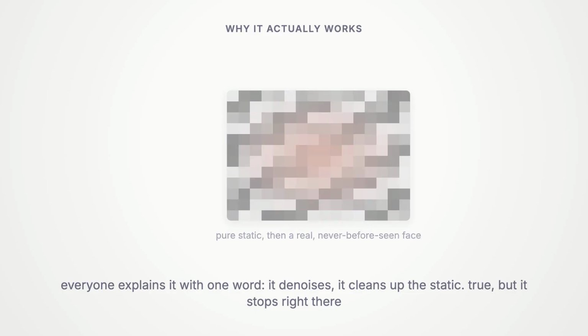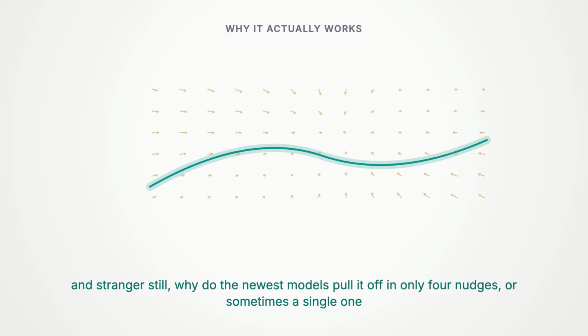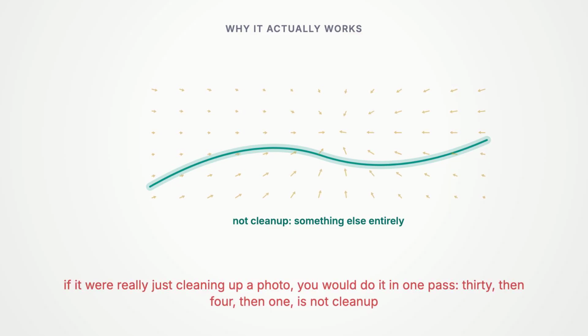Because here is the question nobody answers. Why does nudging static toward a face about 30 separate times produce something coherent, when nudging it once does not? And stranger still, why do the newest models pull it off in only 4 nudges, or sometimes a single one? If it were really just cleaning up a photo, you would do that in one pass. 30 passes, then 4, then 1, is not what cleanup looks like. It is what something else looks like.